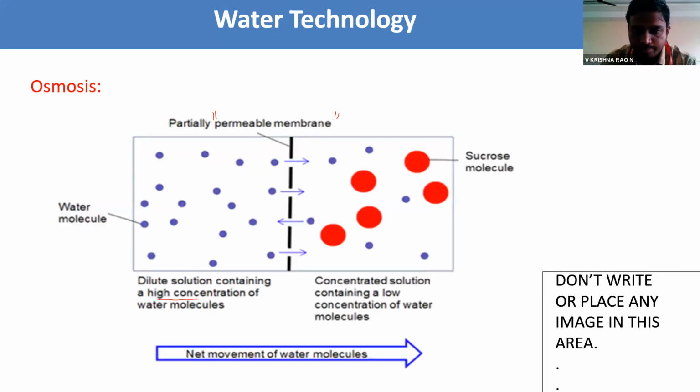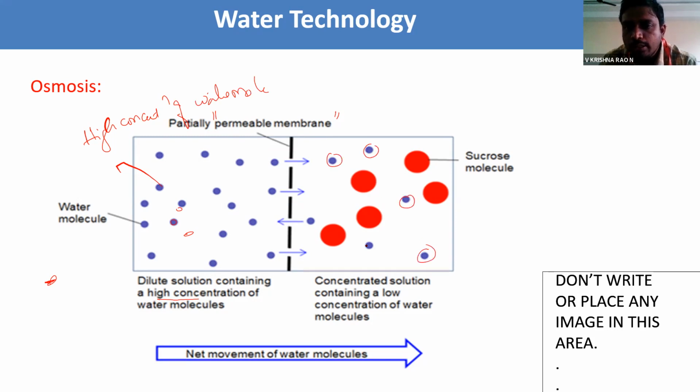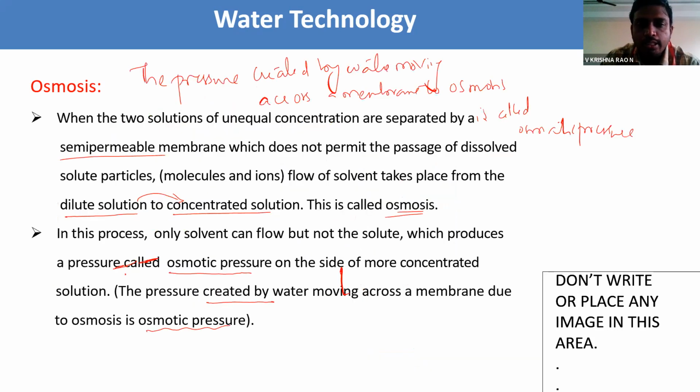See here, the semi-permeable membrane separates the dilute solution, which contains a high concentration of water molecules, from the concentrated solution, where only a few water molecules are present. The pressure created by the water moving across the membrane due to osmosis is called osmotic pressure.